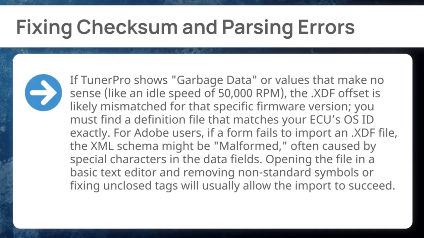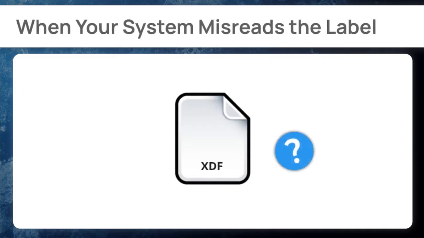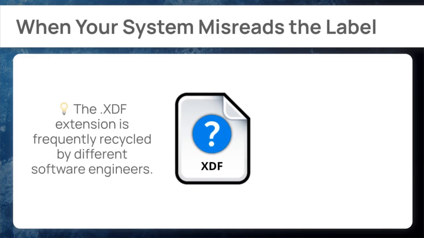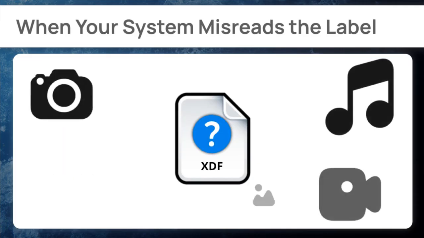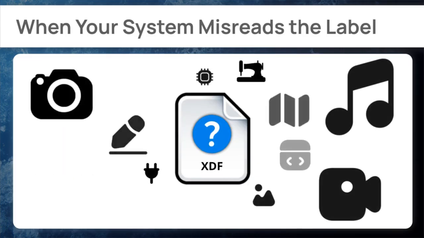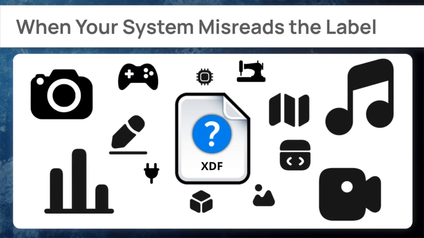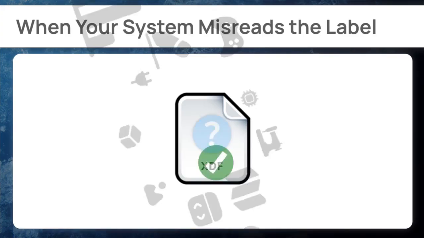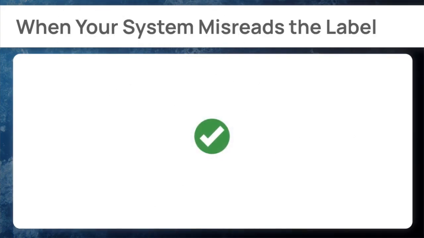When every program rejects your XDF file, it is often a victim of naming overlap where multiple proprietary formats share the same extension. A helpful next step is to try a utility that attempts to bypass standard file associations by using raw-level data inspection to better identify the file's likely origin.